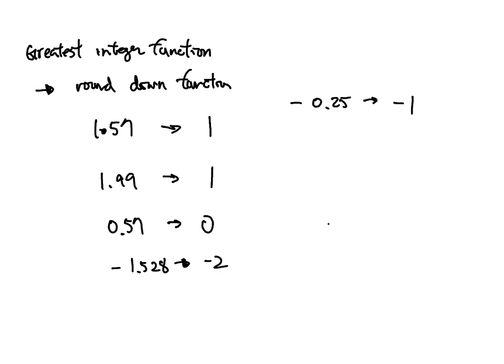Now, what about integers already? If the number is already an integer, say for example 3, you don't get to round it down. 3 is just 3. 2 is just 2. Negative 5 is just negative 5. We only round it down when it's a decimal or fraction, or technically any number that's in between integers. All right, so that's it for the greatest integer function.